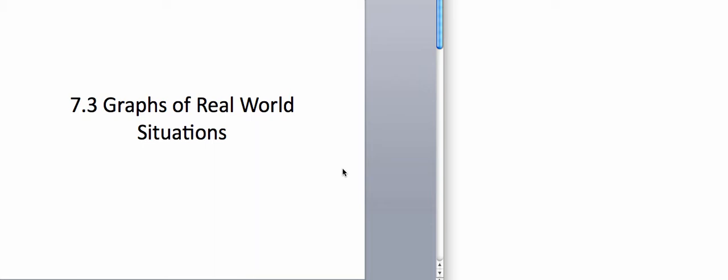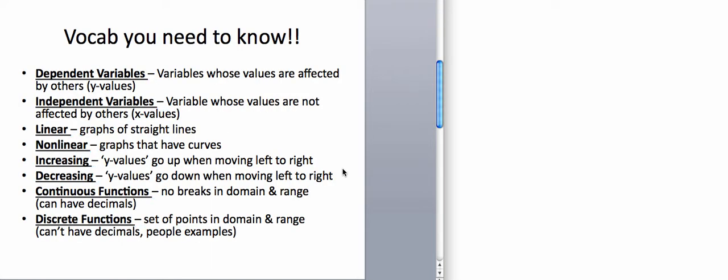We're talking about graphs of real-world situations. We've got a lot of vocab here today. Not as much as far as mathematical things go in this section. We just have a lot of things that we're going to talk about that we need to make sure we understand. The two big things are dependent and independent variables. We'll give some examples of those here in a second. And then we have some other words that will help us when we're describing real-world graphs.